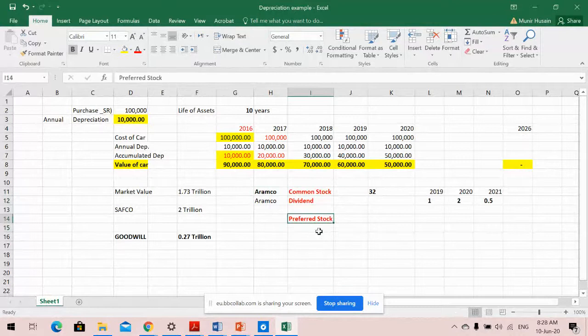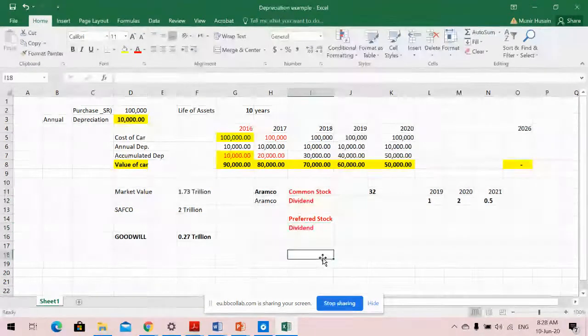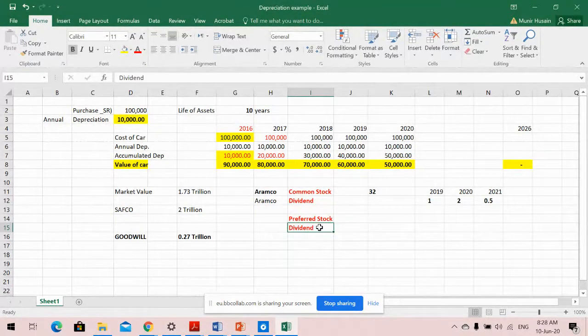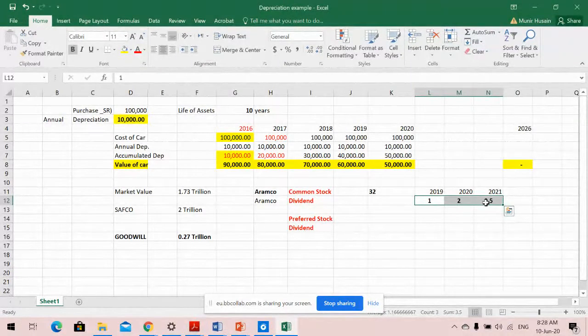Now, what is preferred stock? In preferred stock, the dividend is fixed. You know it when you purchase. These are a special type of shares issued in the US where you know your dividend from the beginning. Right now in Aramco, we don't know what the dividend will be. There is no commitment. They can provide a promise that we give you this dividend, but it's not a commitment. It's not an obligation. It's not a must that it be 2 reals or 3 reals. It depends on profit, right?